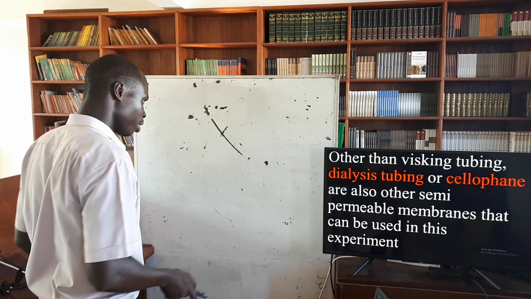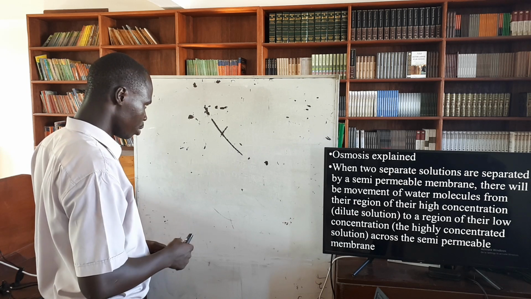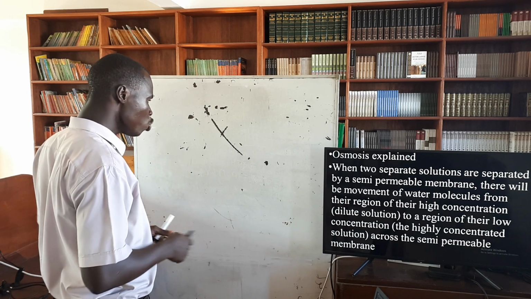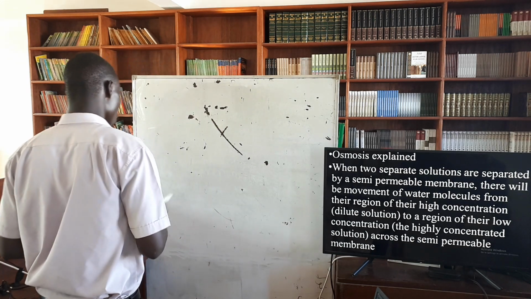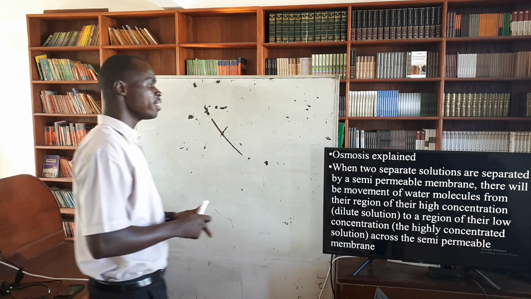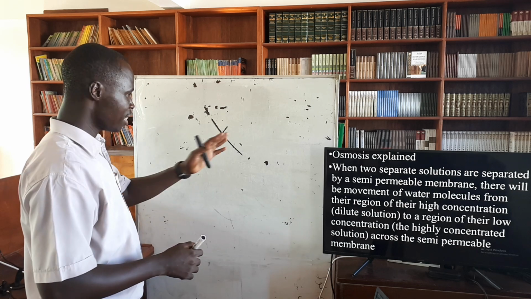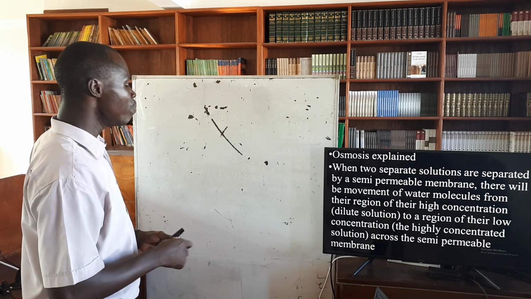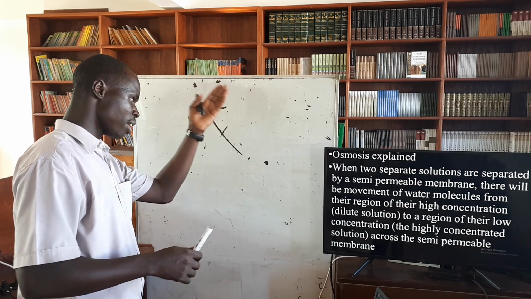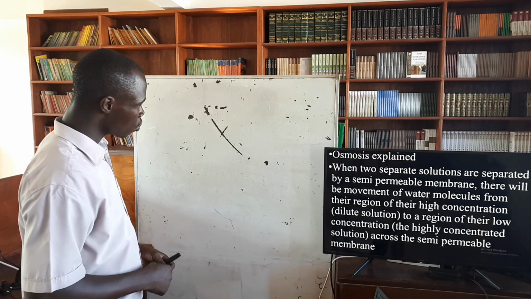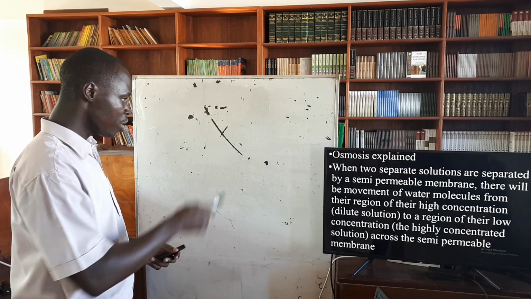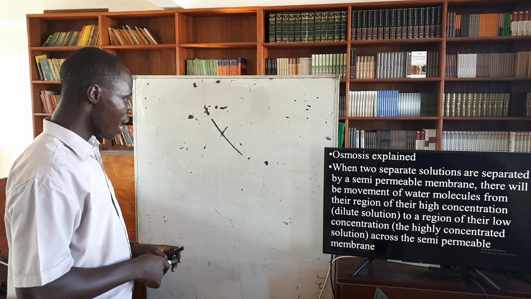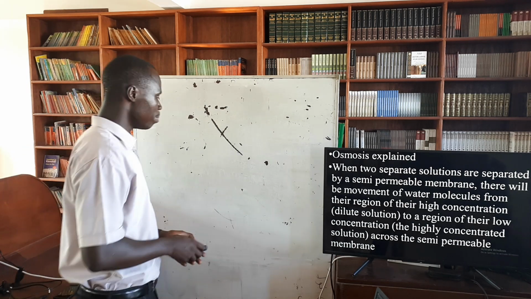Now, how do you explain osmosis? Osmosis: when solutions are separated by a semi-permeable membrane, there will be movement of water molecules from the region of high water concentration, which is the dilute solution, to a region of low water concentration, which is the highly concentrated solution, across a semi-permeable membrane.